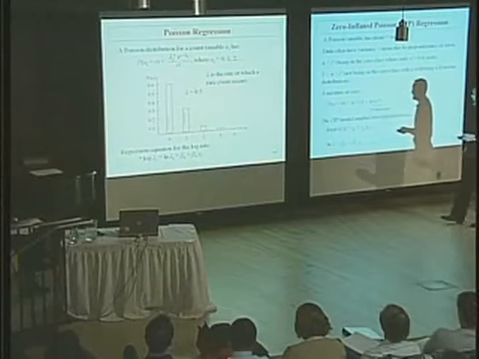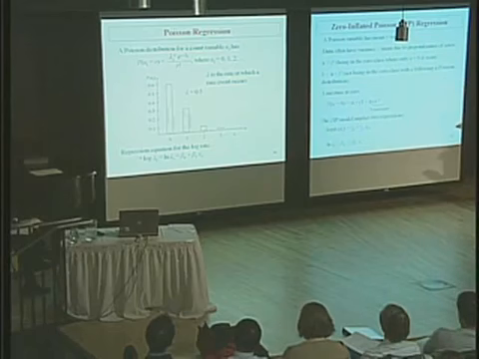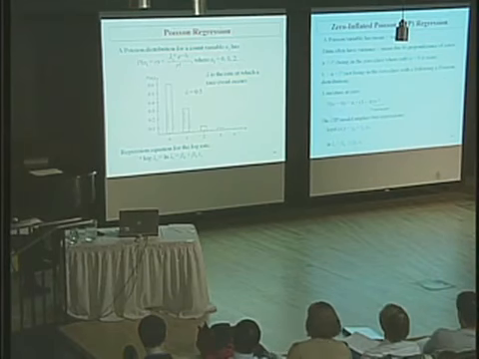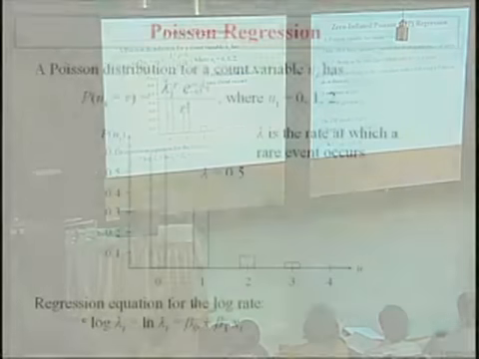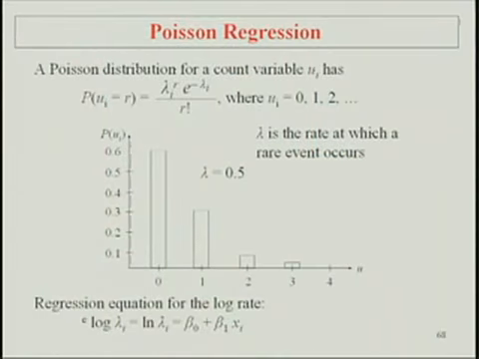We have a regression equation for the log rate. Again, statisticians love their logs. So we take the log of that lambda, and that is a linear function in x with an intercept beta 0 and a slope beta 1. That's a Poisson regression. You can predict the probability of being in these different categories.